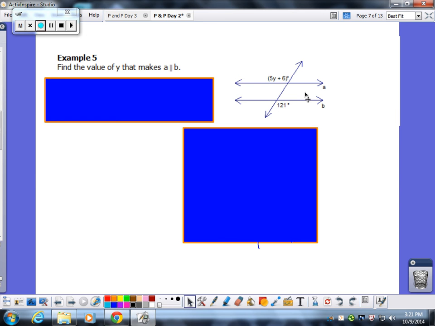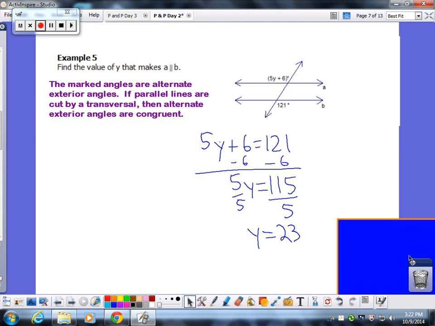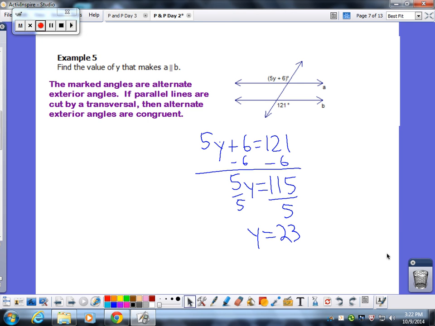This angle pair is alternate exterior. Alternate exterior we know to be congruent. 5y plus 6 equals 121. We solve and we get y equals 23. Remember, the four different pairs can prove that lines are parallel.